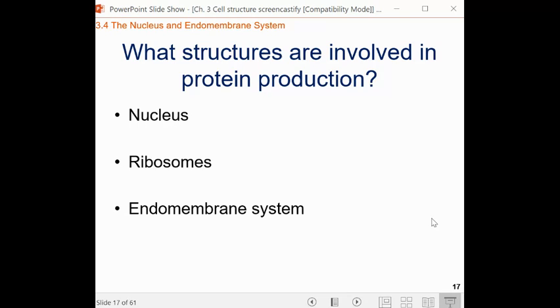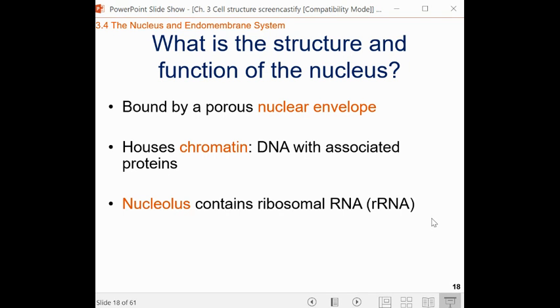The nucleus contains the genetic code on how to assemble a protein. The ribosomes actually assemble the protein using that code, and the endomembrane system, or your endoplasmic reticulum, will help produce that, and then the Golgi apparatus will then package it.